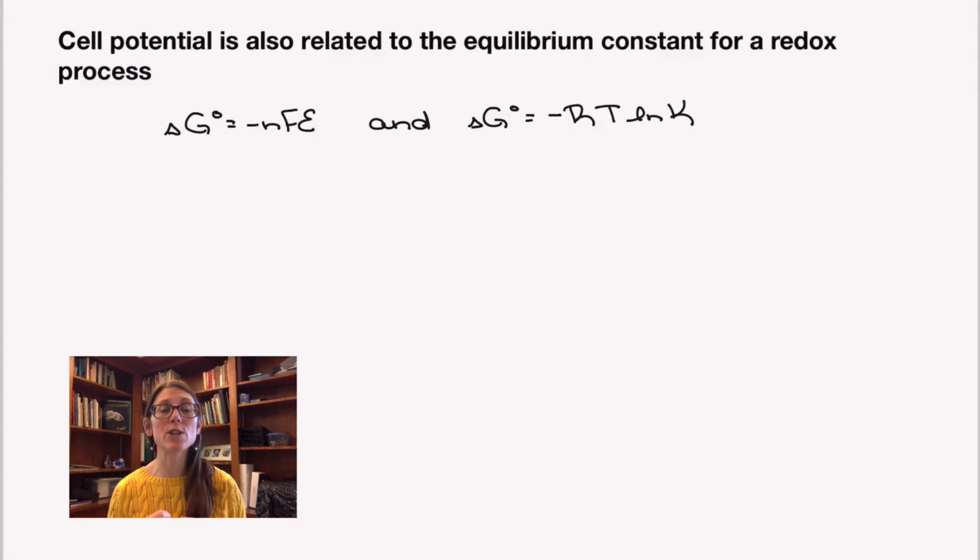Because cell potential is related to Gibbs free energy, and Gibbs free energy is related to equilibrium constants, cell potential is related to the equilibrium constant. So if we take our 2 equations that both involve delta G naught, and we set the minus nFE naught part equal to the minus RT ln K, because those are both equal to the standard Gibbs free energy change for a process, and if it's the same process, that'll be the same. I can manipulate this to get a really nice relationship between E naught and K.